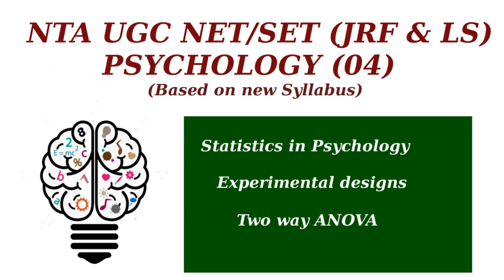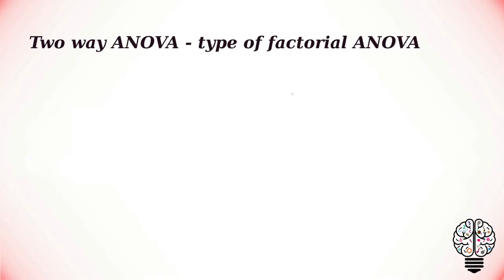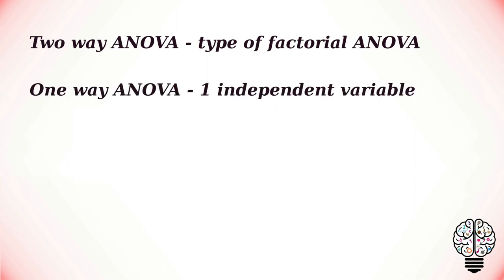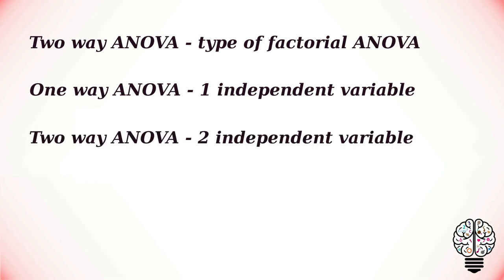In this video, we are going to talk about a two-way ANOVA. A two-way ANOVA is a type of factorial ANOVA. In the last video, we talked about one-way ANOVA. The only difference between one-way and two-way ANOVA is the number of independent variables. A one-way ANOVA has one independent variable, while a two-way ANOVA has two.